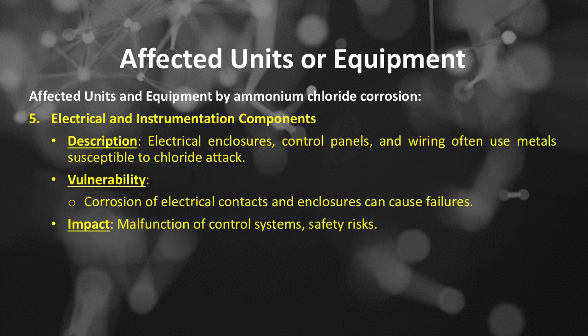Number 5 is electrical and instrumentation components. Description: electrical enclosures, control panels, and wiring often use metals susceptible to chloride attack. The vulnerability of ammonium chloride corrosion to electrical and instrumentation components includes corrosion of electrical contacts and enclosures can cause failures. The impact: malfunction of control systems, safety risks.